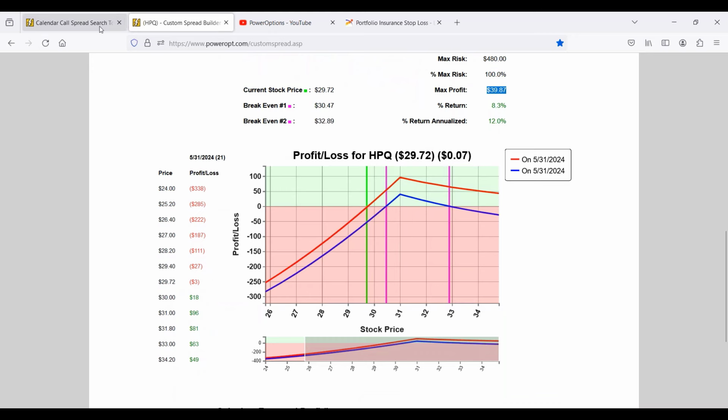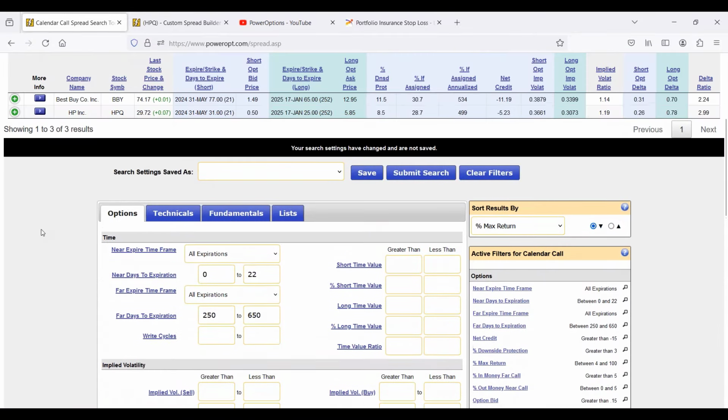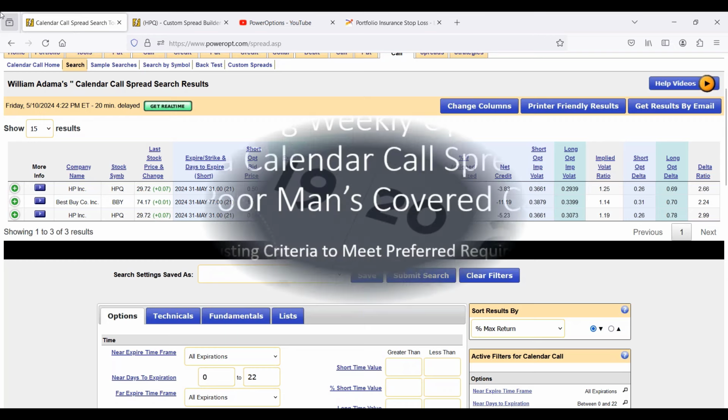So that's a little bit of clarification on that filter, the debit to strike difference ratio, why we set it to less than 1 in the calendar calls and the calendar puts, and why it's important that it's there. It does not mean, of course, that positions on a stock that you like where the net debit is greater than the difference in strike prices is a bad trade. You just want to be careful, analyze the profit and loss chart, and make sure that you're ready to manage it if it goes in the money so that you don't get assigned early. Don't risk getting assigned for a loss when the stock did what you expected for a neutral to bullish position.